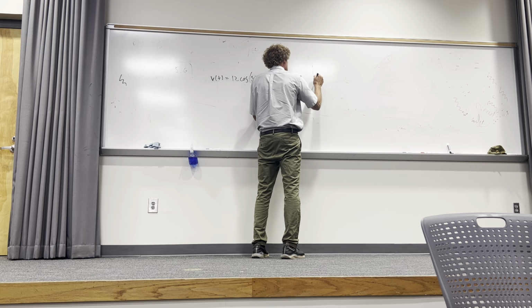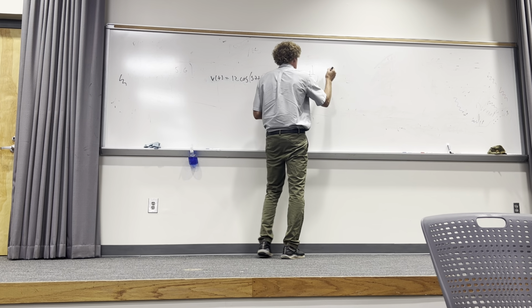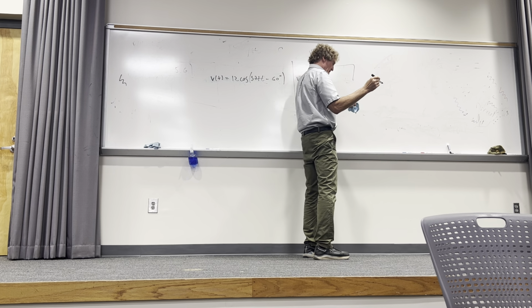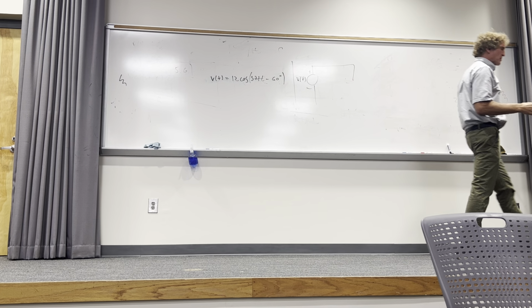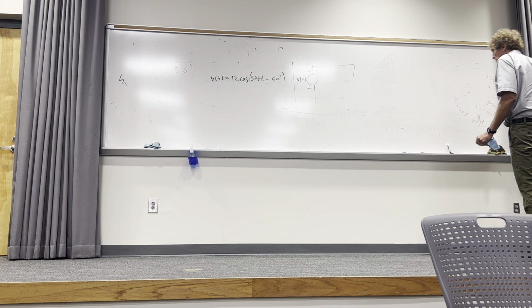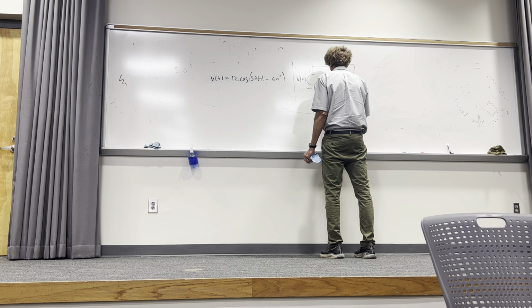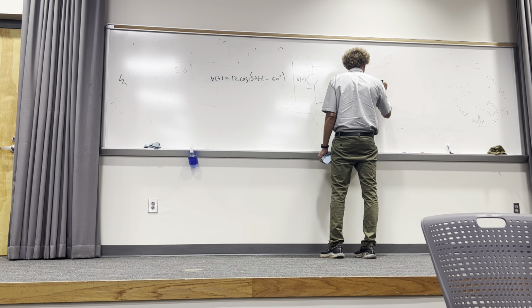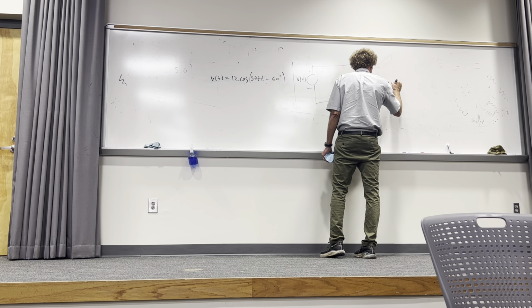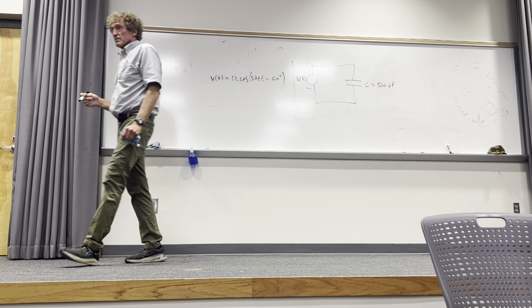That's the voltage here, V of t. Then he only has one element here, and that element is a simple capacitor, I think, 500 microfarad. The microfarad is 10 to the minus 6 farads.